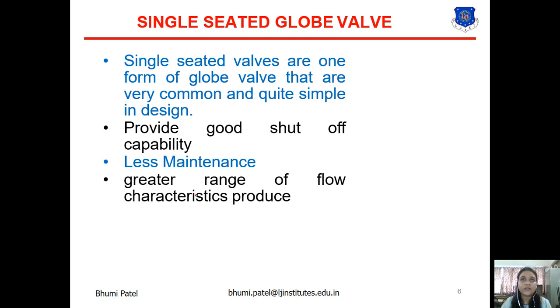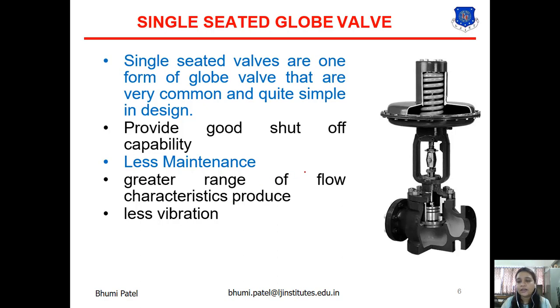Now the next one is greater range of flow characteristic produced. Using a single seated valve, we can produce a great range of flow characteristics. Now the vibration of the globe valve is less. Here is the diagram of the single seated valve.